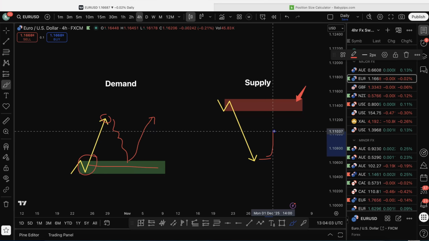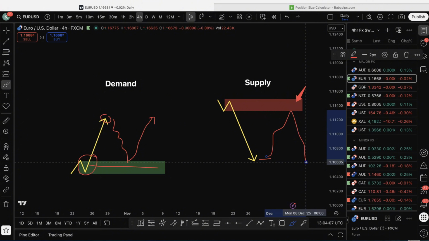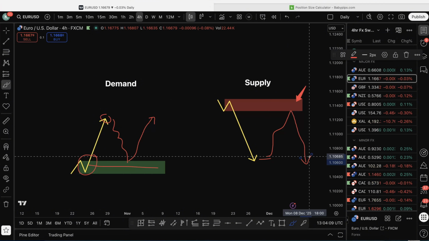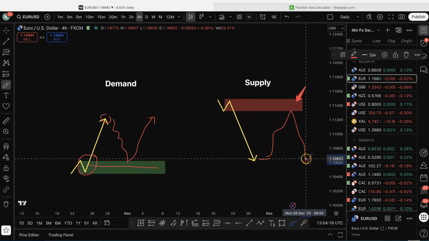Selling from a premium level, however, allows you to capture the full downward move that follows. Thus, when the market returns to a known supply zone where sellers have already proven they are active, it becomes a high probability location to enter a short position and profit from the move down.